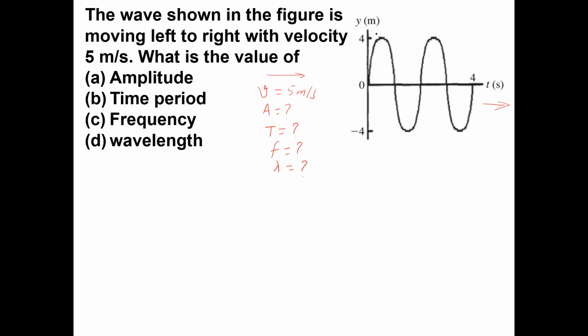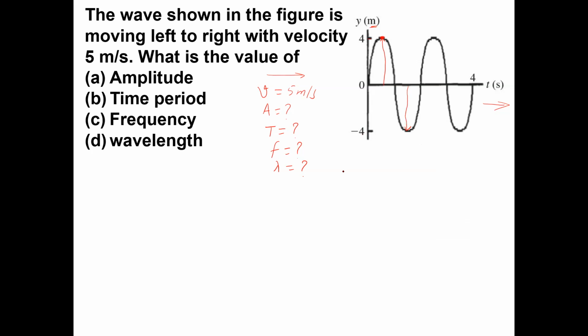The y-axis is given in meters, and the wave is vibrating vertically up and down while propagating along the x direction. So this is a transverse wave. You can see that the distance from the mean position to the maximum point is 4, given in meters. The distance of the particle's vibration from its mean position vertically down is also -4 meters.